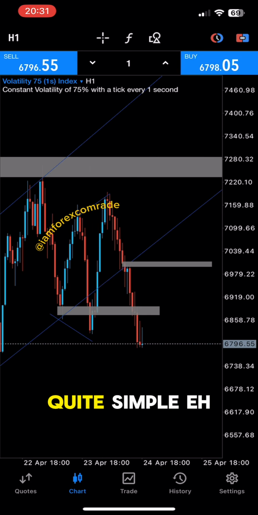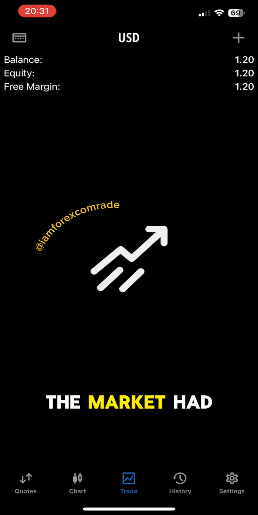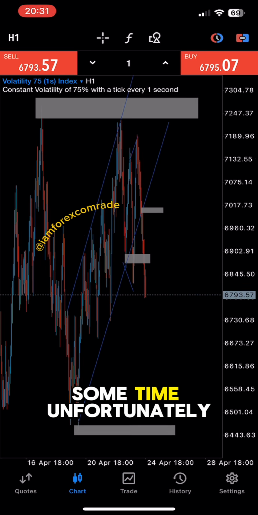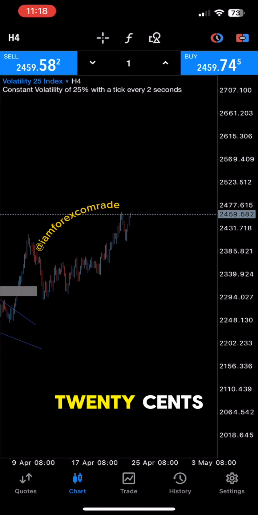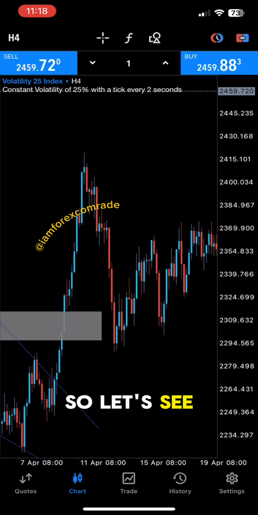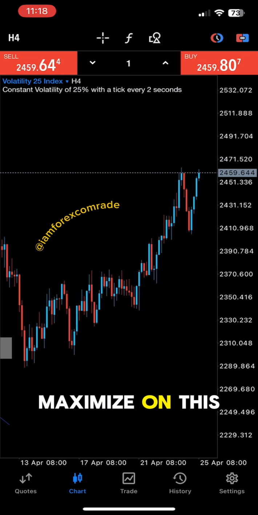So this is quite simple. The market had to sell for some time. Unfortunately, I couldn't see that, and then I have funded again, $41.20. So let's see if we can maximize on this one.